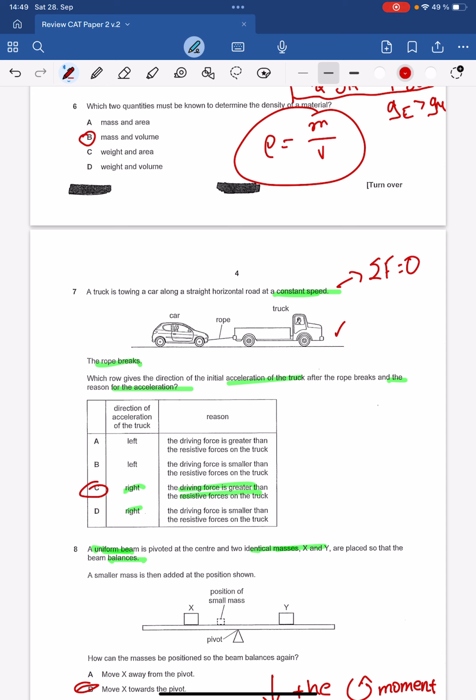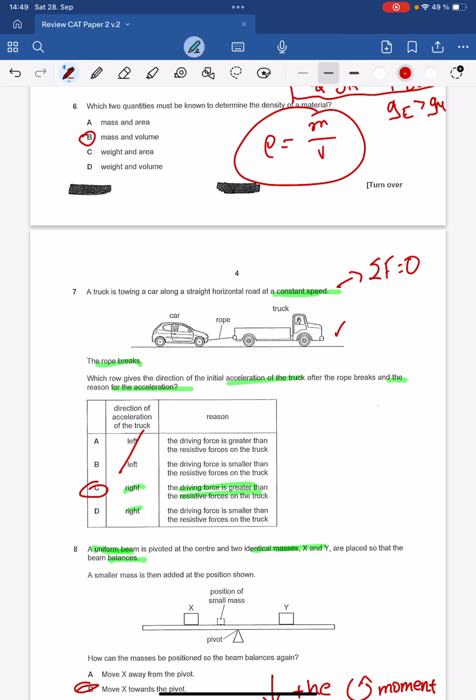The rope breaks. Which row gives the direction of the initial acceleration of the truck after the rope breaks and the reason for the acceleration? Again, same idea. A, B, C, D, 4 options with 2 different conditions. Direction of acceleration of the truck, which one, and then the reason. Okay, so acceleration of the truck. Once the rope breaks, we know that the truck is going to move to the right, so we can easily take out A and B.